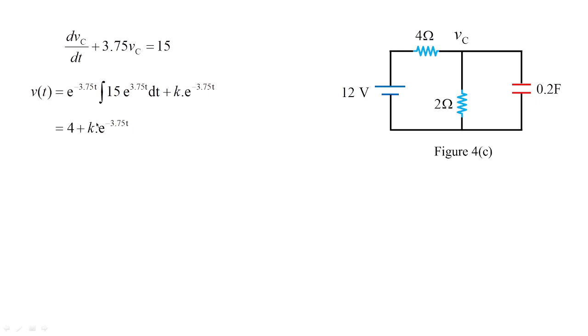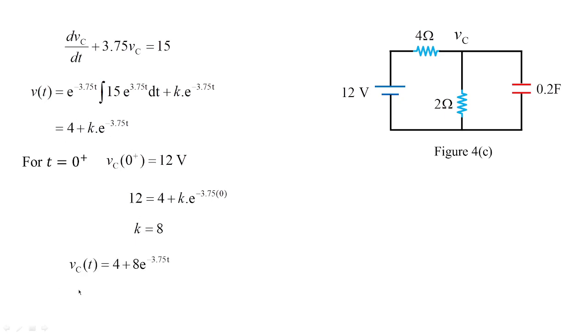Now I can easily obtain the value of k from the initial conditions. We have the voltage across the capacitor developed as 12 volts. So substitute 12 for Vc of 0. That is 12, and it is equal to 4 plus k times e to the power of 0, which is 1. So k becomes 12 minus 4, which is 8. Hence substituting the value of k in this equation, it becomes 4 plus 8 e to the power of minus 3.75 t. This is how we solve this kind of problem.